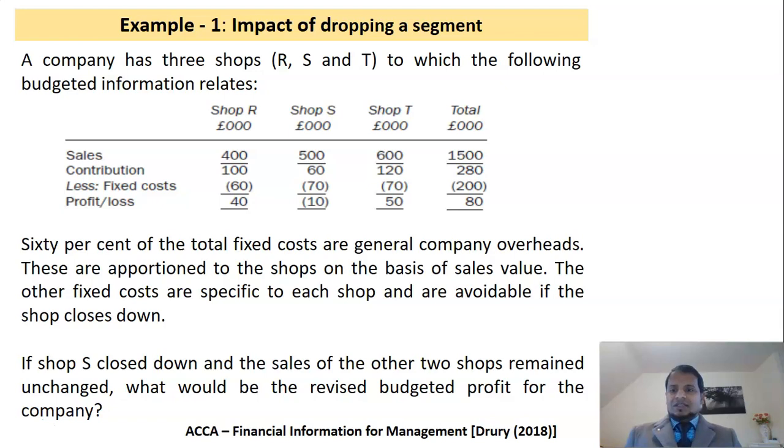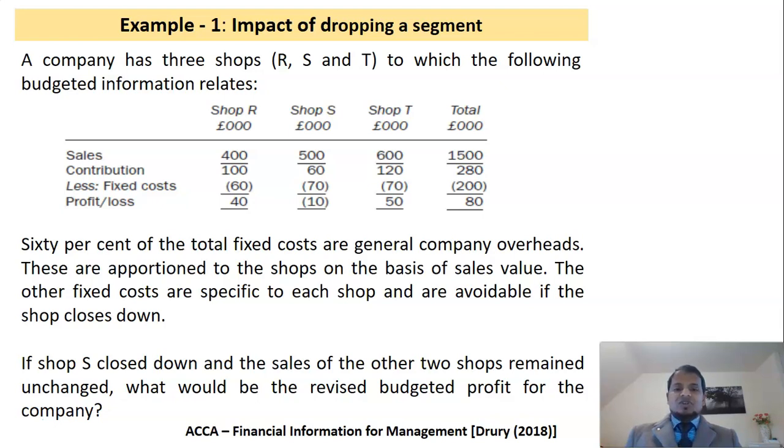So sales, and if we deduct variable cost from there, we'll get contribution. And if we deduct fixed costs, then we'll get profit or loss. So we can see shop S is incurring 10,000 loss.